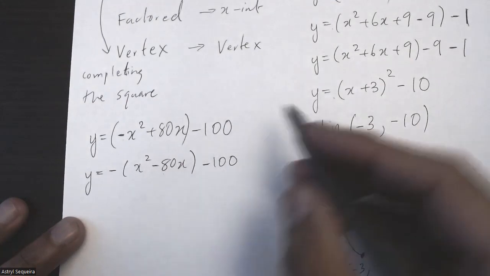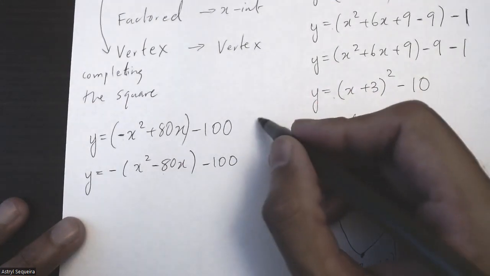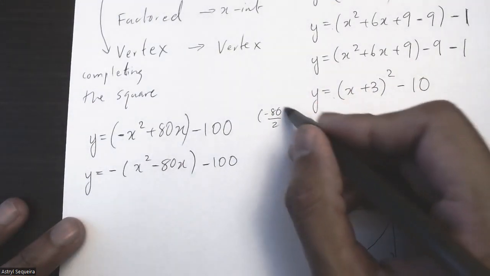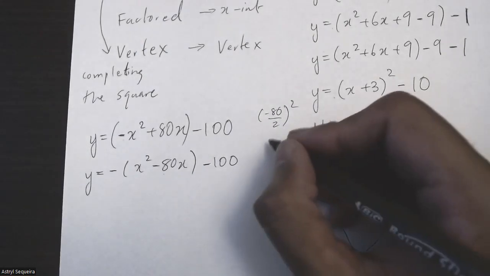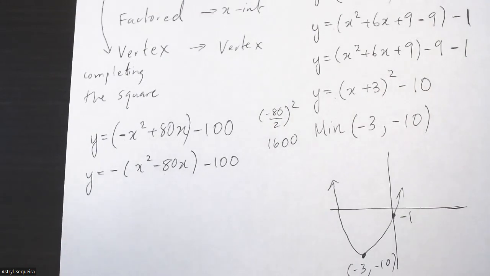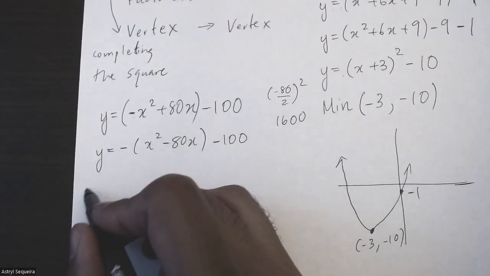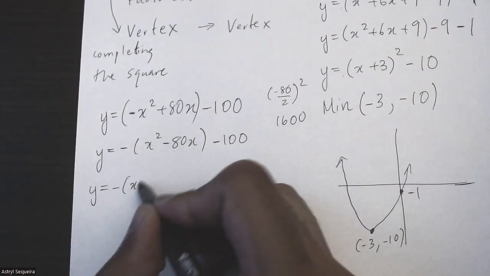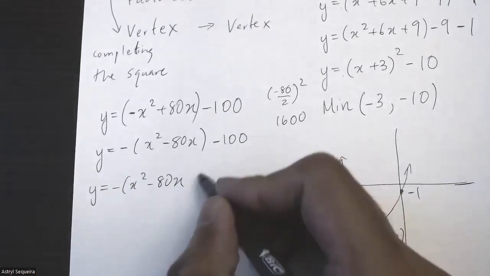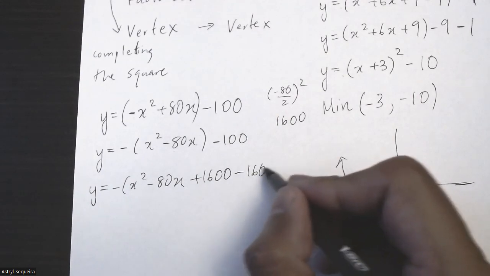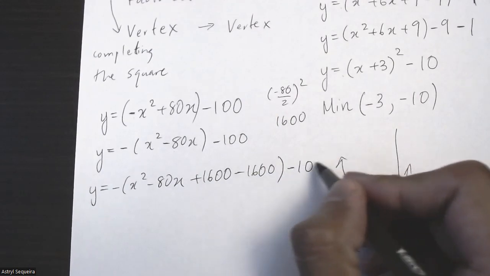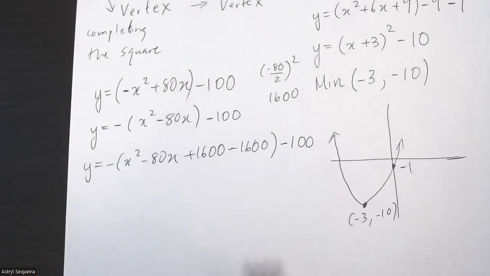I want to find my magic number. So I'm going to take this value, negative 80 divided by 2, and square it. That's negative 40 squared, which is 1,600. I'm going to add and subtract my magic number inside the bracket. And the whole point of the magic number is it always creates a perfect square in the bracket. That's why we do that, dividing by 2 and squaring.